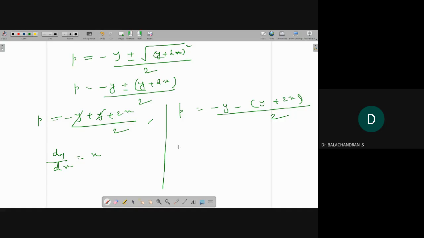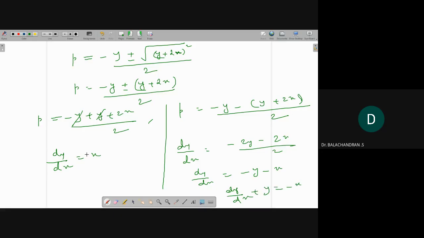Here dy by dx is equal to minus 2y minus 2x, divided by 2, or dy by dx is equal to minus y minus x, or dy by dx plus y equal to minus x.